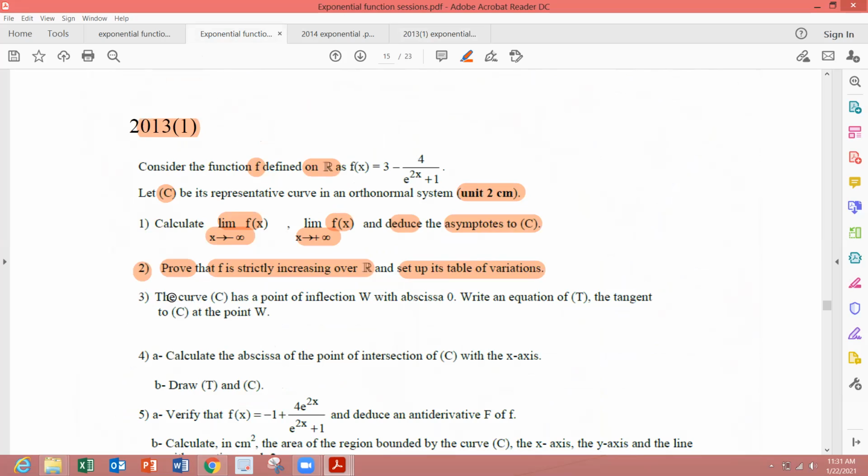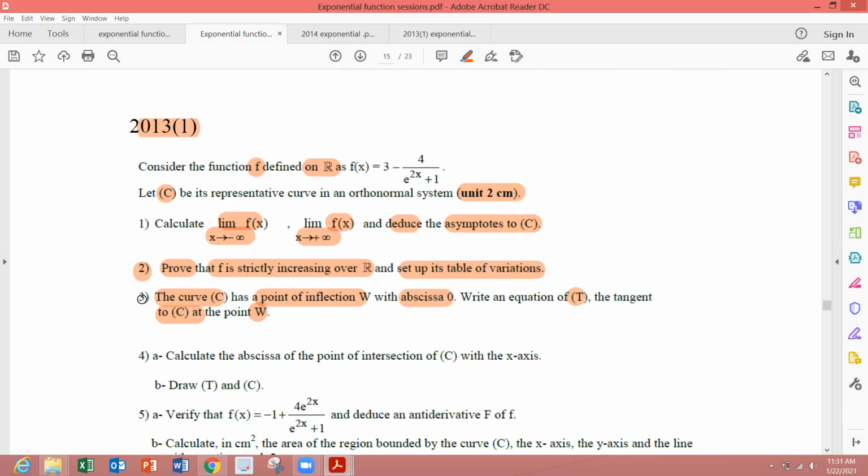The curve C has a point of inflection W with abscissa 0. Write the equation of T, the tangent to C at W.